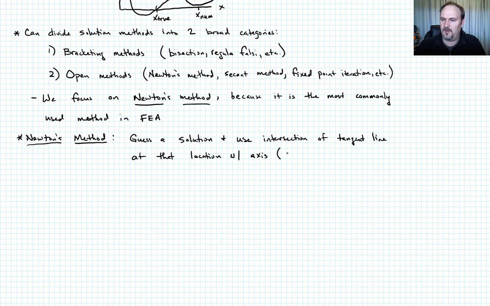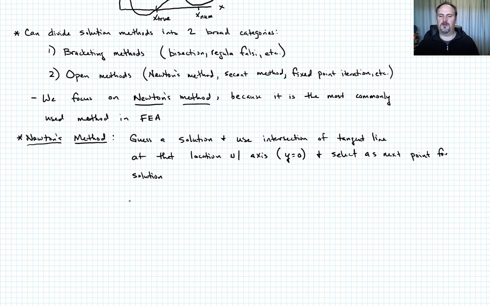What axis are we talking about? The y equals 0, right? So crossing the x-axis. Okay, we're going to look for where it crosses there, and we're going to select that as the next point for evaluation. So we guess a solution, use the intersection of the tangent line where it crosses the axis, and then choose that intersection point as our value for our next solution guess.